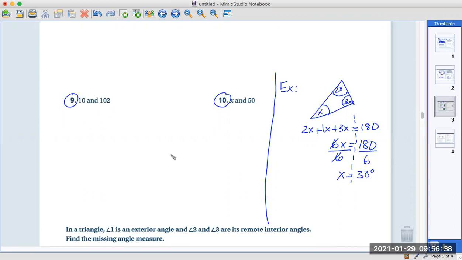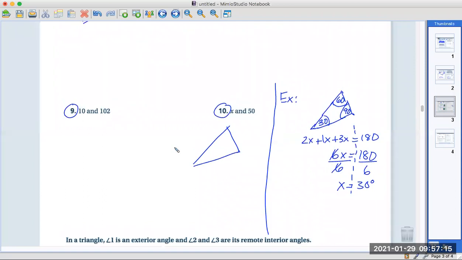x is 30. If you plug in 30 for x, you can find the other angles. This is 2x, 2 times 30, so 2 times 30 is 60 degrees. And 3 times x is 3 times 30. This is called substitution. You substitute it back in, plug it back in. That's 90 degrees. This is an example of how you can figure this one out. x and 50. What do they want? Oh, the third angle.